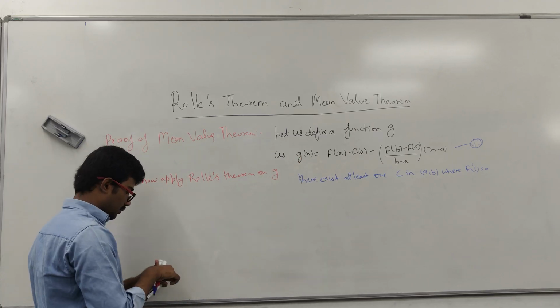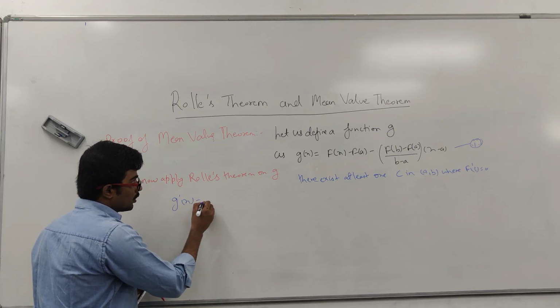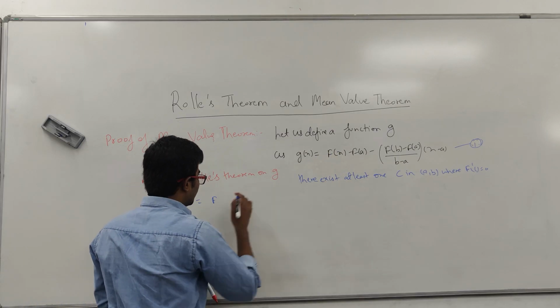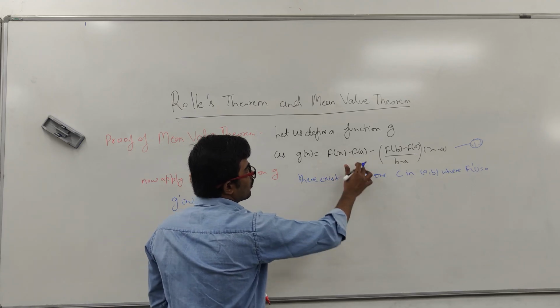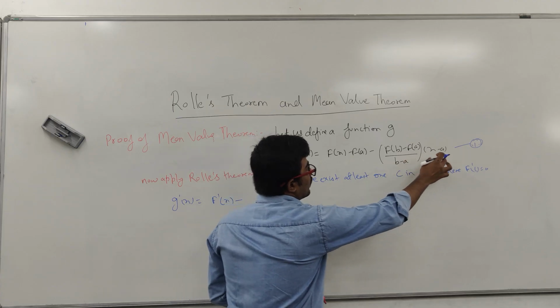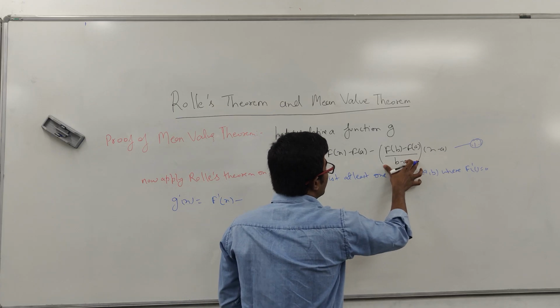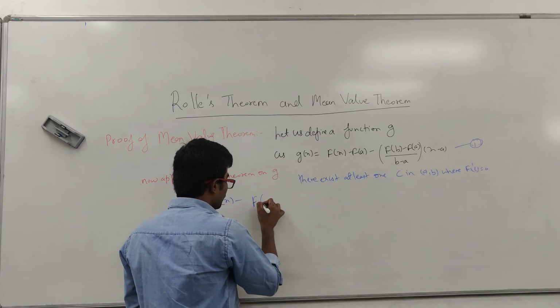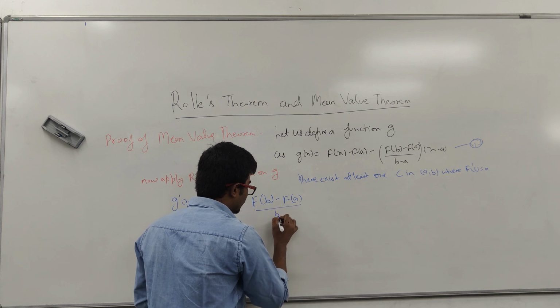So we differentiate equation 1 with respect to x. We get g'(x) equals f'(x). This is a constant, so its derivative is 0. Now this is the constant term, and here x minus a, so the derivative of x minus a is 1. So we get only this term, (f(b) minus f(a)) upon (b minus a).